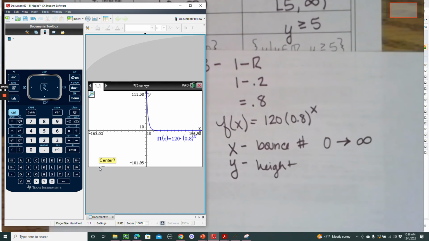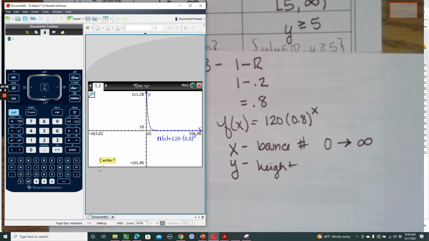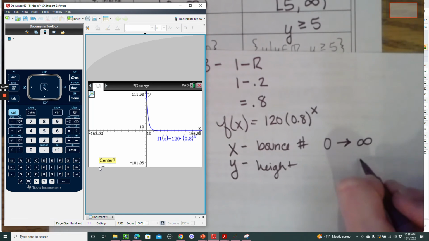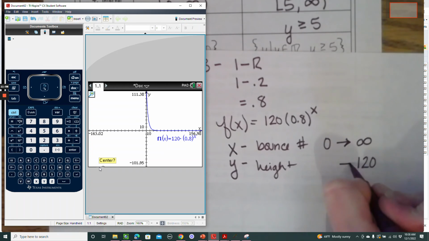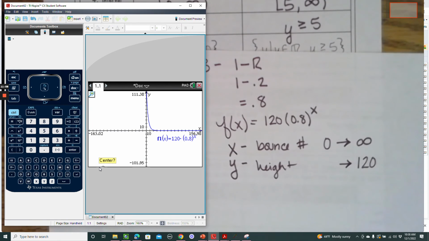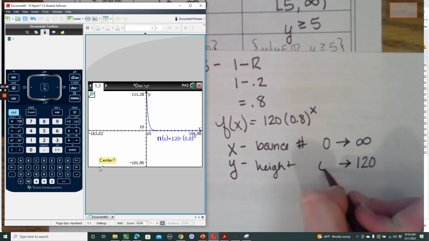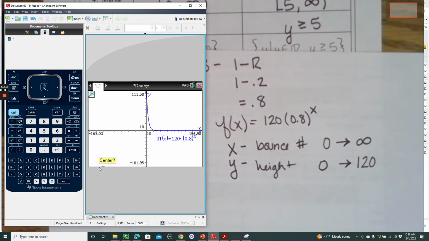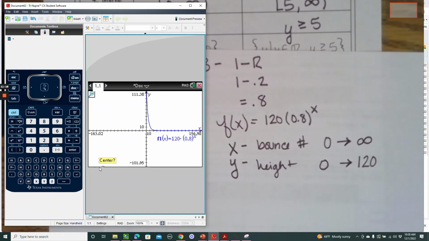Infinity. Okay, what's the highest height? 120 inches. That's the highest. So the highest it can go is 120. What's the lowest it can go? Can it ever reach 0? No. You can't. It can never reach 0 off of the bounce.